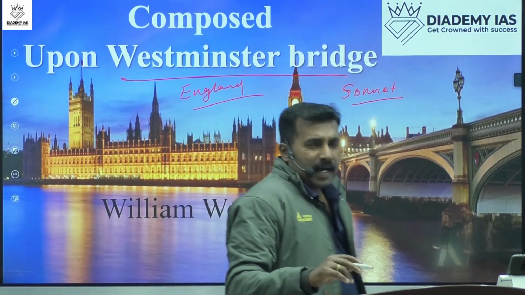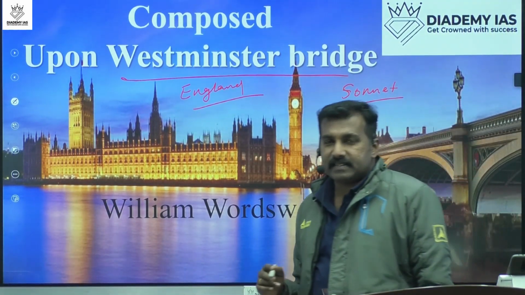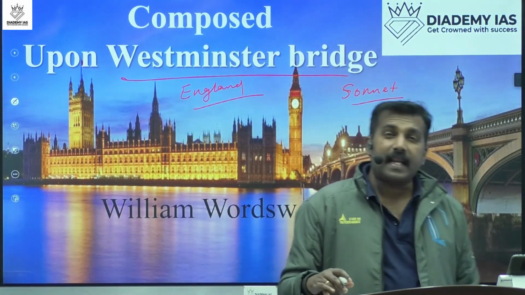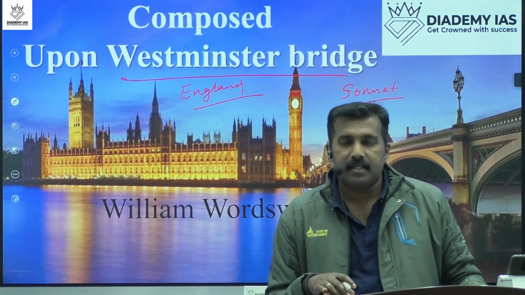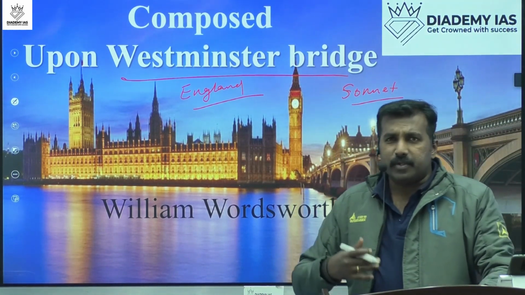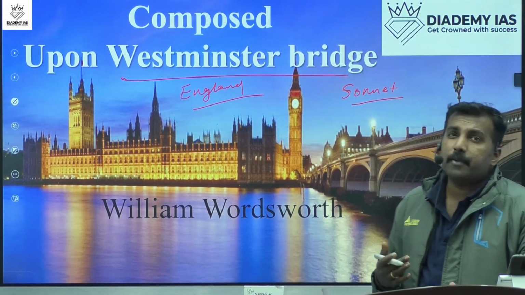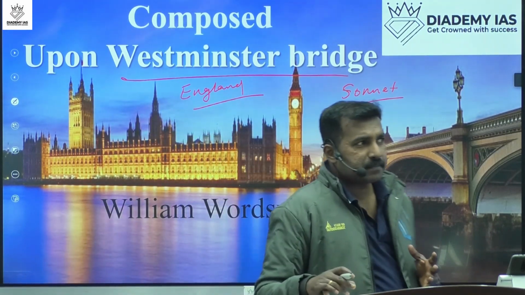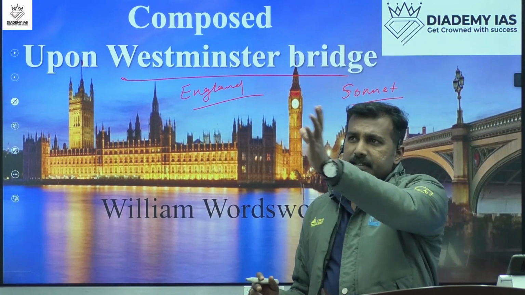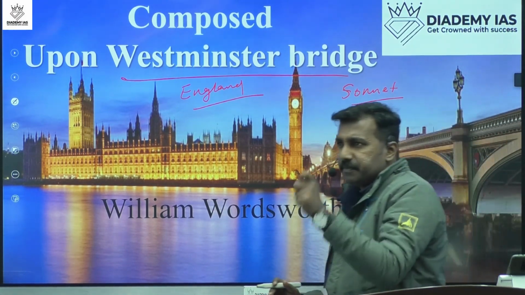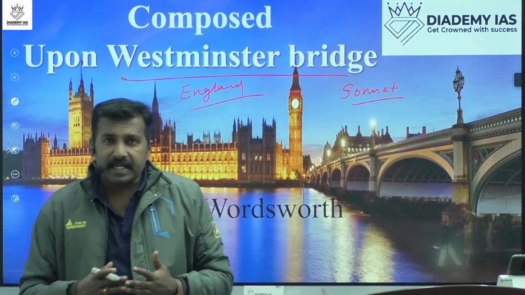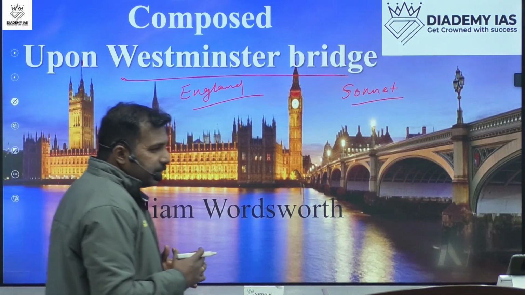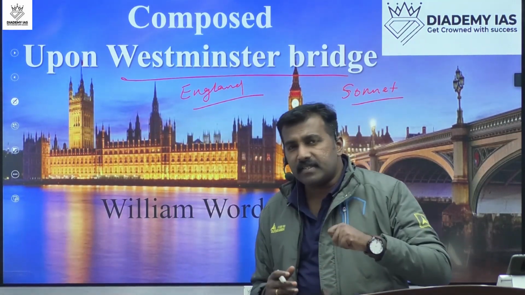One day, William Wordsworth with his sister Dorothy traveled through this bridge to Calais, a place. During that travel it was early morning, and Wordsworth sees the bridge and its beauty in the early morning time, and he enjoys the beauty of the city, that is London, the beautiful city London.